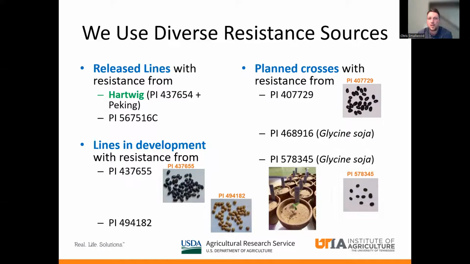I'm not going to read all of the PIs listed here, but I will mention that we have lines in development from two different sources. And then we have planned crosses this summer with three additional sources. And these include two glycine soja plant introductions. And glycine soja is the wild relative of soybean.